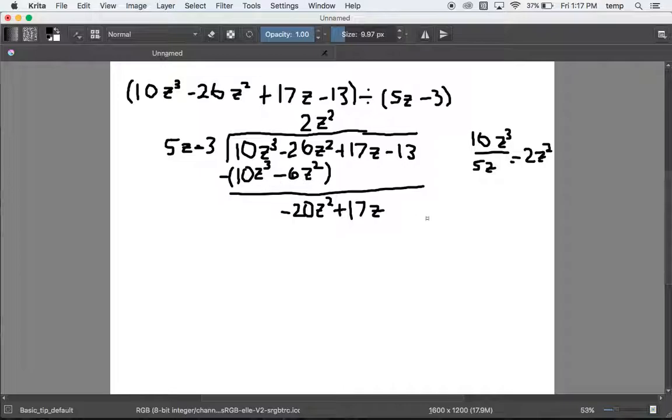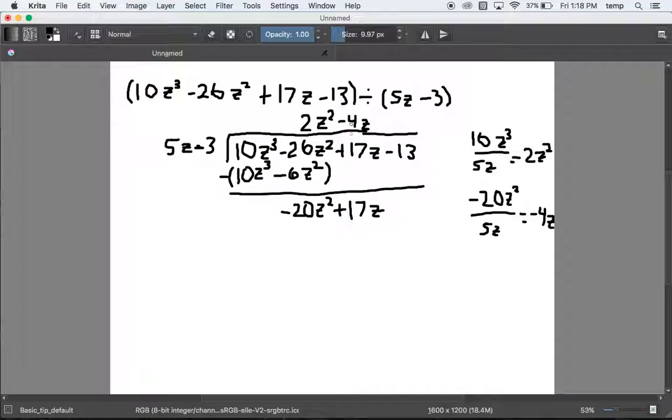And rinse and repeat, I guess, here. So we have negative 20z squared divided by 5z. So we're trying to see how many times 5z fits into negative 20z squared. And negative 20 divided by 5 is negative 4. z squared divided by z is z. So it fits in there negative 4z times. So negative 4z.